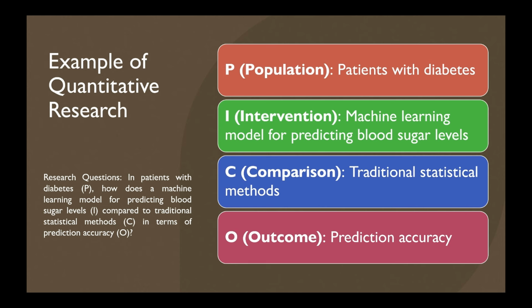Let's take an example. Here the population is patients with diabetes. These are basically the group of people that you are looking for. Your intervention is looking at machine learning models for predicting blood sugar level. Comparison is with a statistical method, and outcome is prediction accuracy. So here your PICO will be: in patients with diabetes, how can we compare the accuracy of the machine learning model with the statistical model, like which is better, machine learning or the statistical models? So this is also your research question. This is the example for quantitative research.